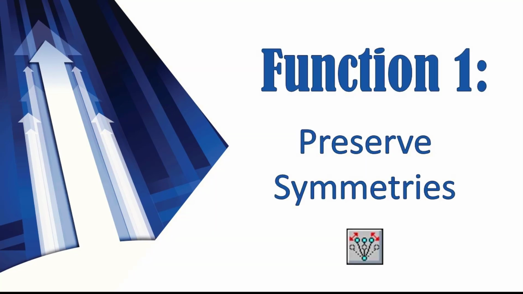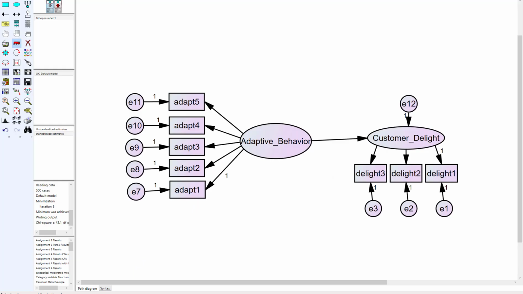Function 1. The first function is preserve symmetries. This icon looks like it's got two double-headed arrows that are red, with an indicator that's getting moved in the icon itself. It is located on the icon ribbon that's typically on the left-hand side of the screen. So let's jump into AMOS and we'll show you exactly what this function does.